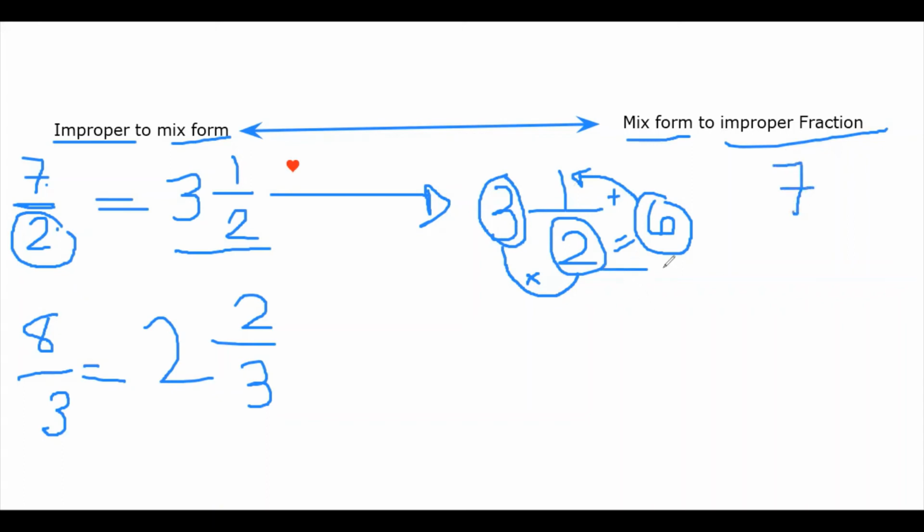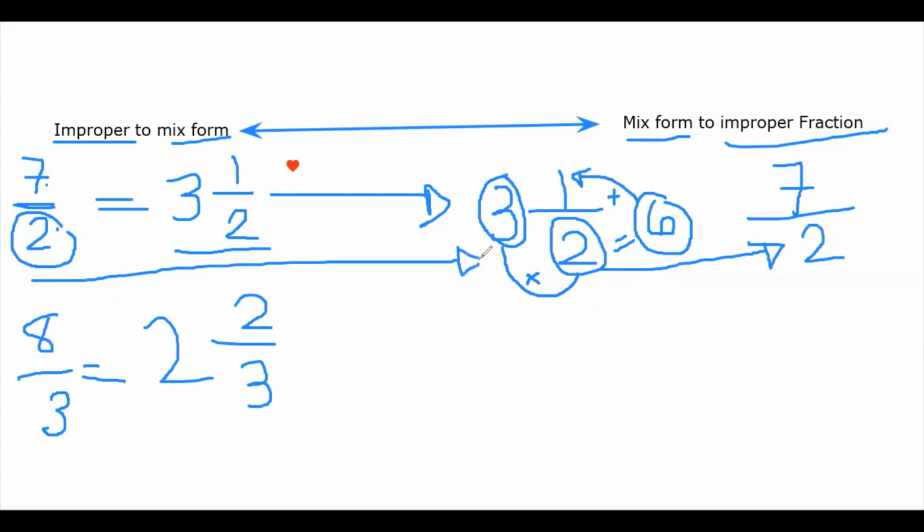So the denominator will remain as usual. Nothing will change. So we have 7/2. Therefore we got it right. Hopefully you understand. And the next one, we have 2 and 2/3.